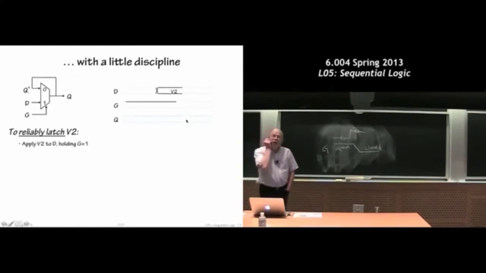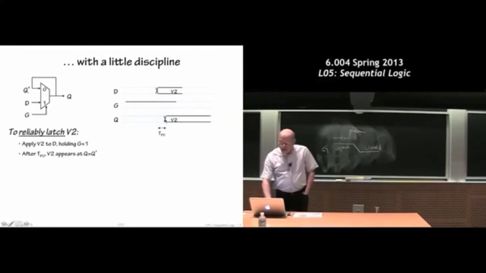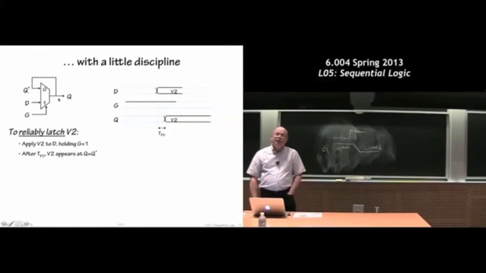So here's how those rules work. When G is open, at some point we're going to change the value of D, and that's okay. We're allowed to wiggle D all we want when the gate is open on the latch. We're setting up this new value. And after TPD, we know that the change in D has been reflected in the value of the Q signal. In other words, that information has propagated through the latch.